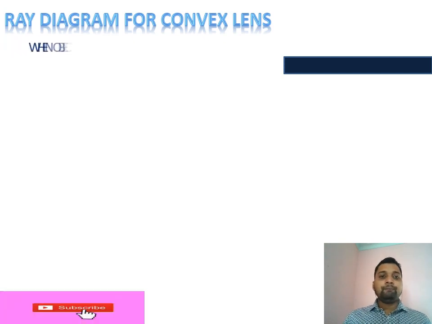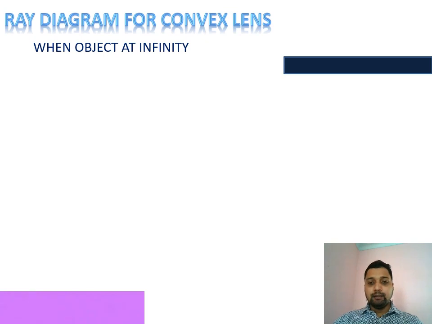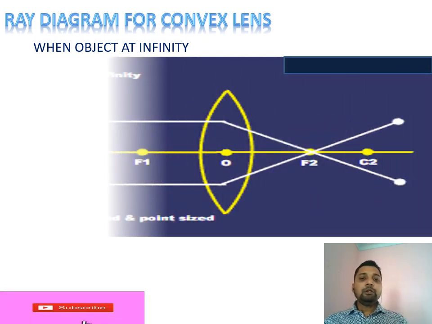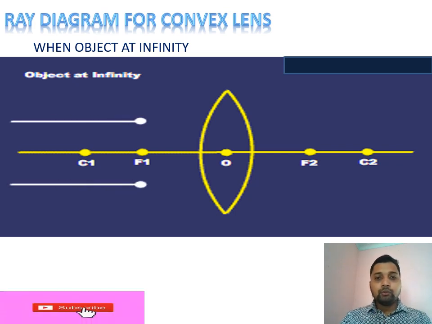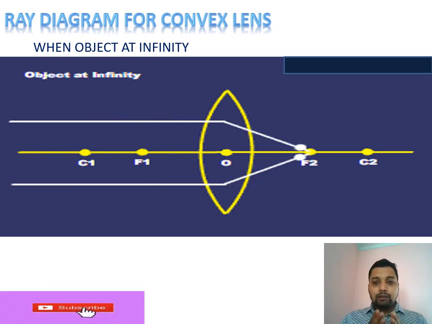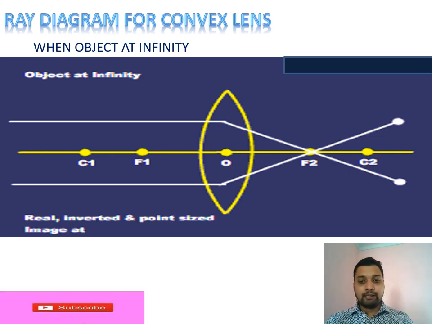So first one, when the object is at infinity, meaning at a very large distance, like the sun is the object, and we place the lens here. In that case, the parallel beam of light, when it hits the lens, after refraction through the lens, meets at a point, the focus. Because they are coming from the left side, they meet at the right, F2. So here you can see the image nature: real, inverted and point.